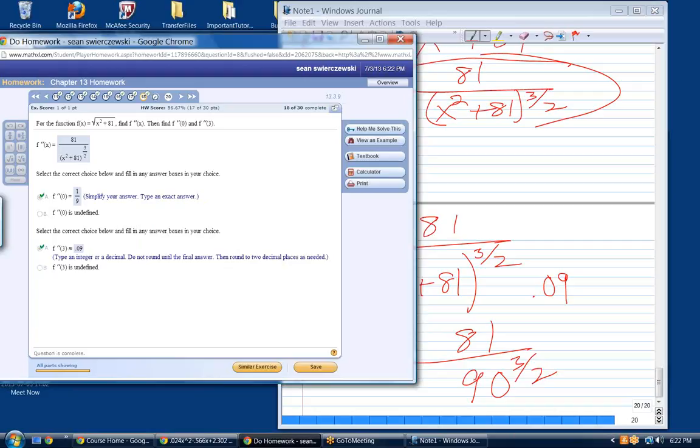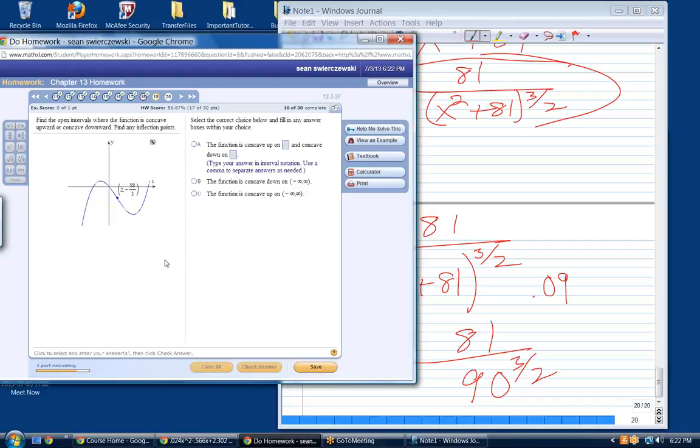Okay, 19. Right. We're off and rolling. Find the open intervals where the function is concave up or concave down. Find any inflection points. A function is concave up if its second derivative is positive. It's concave down if its second derivative is negative.